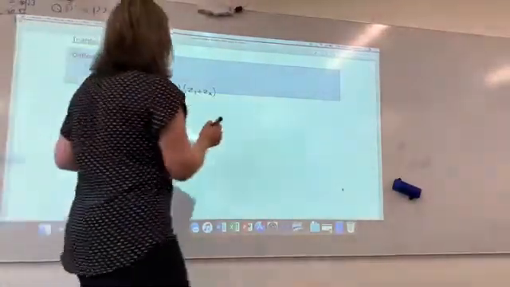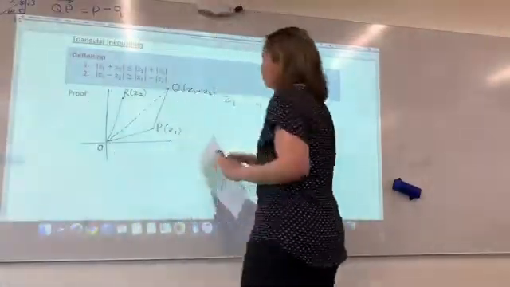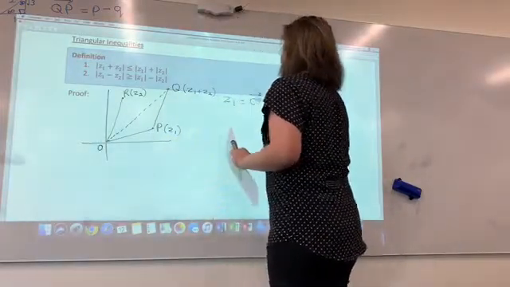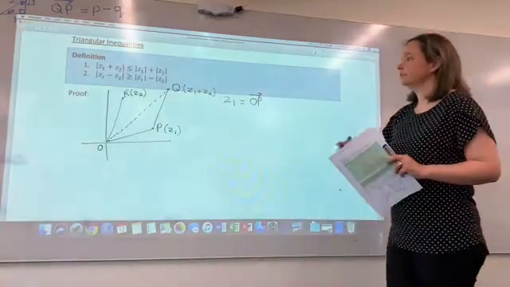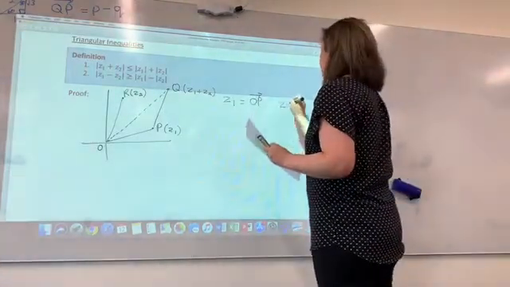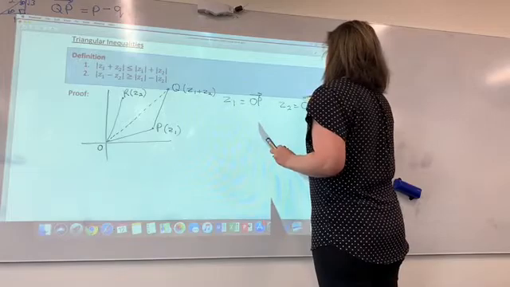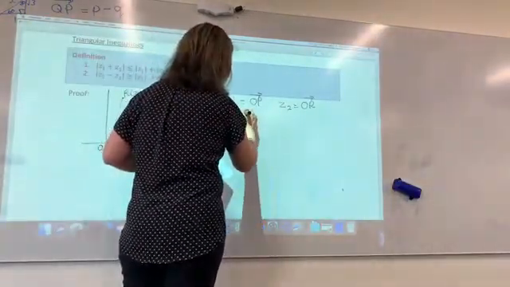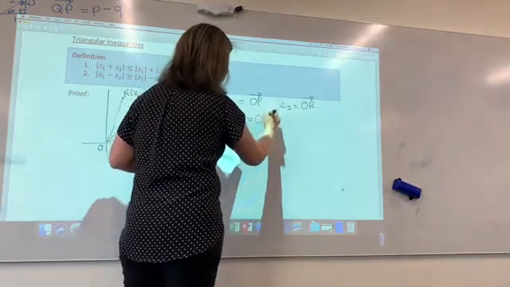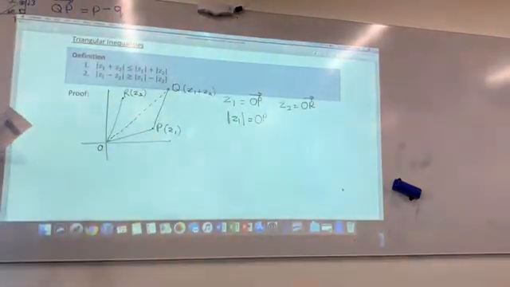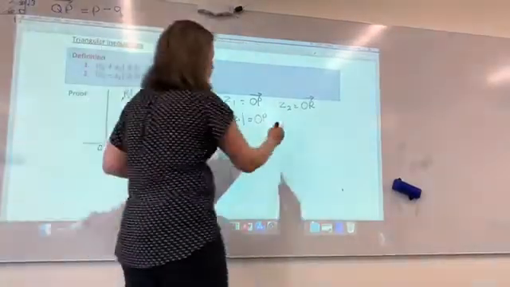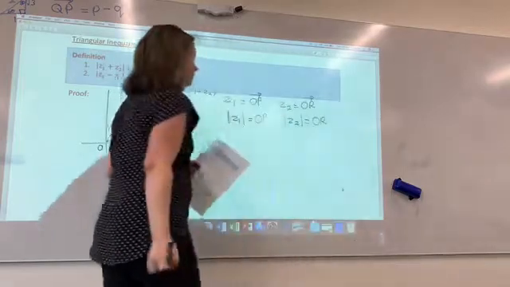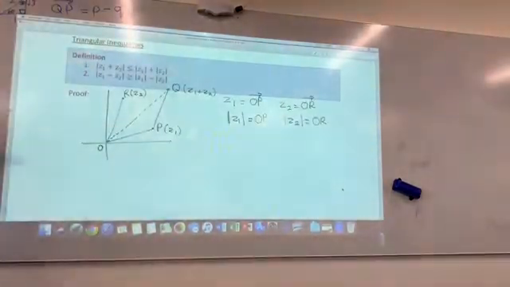And using some of the vector notation, Z1 is the vector from O to P. Z2 is the vector from O to R. And the modulus of Z1 is equal to the distance OP, and likewise the modulus of Z2. So this is just some notation to think about and start using.